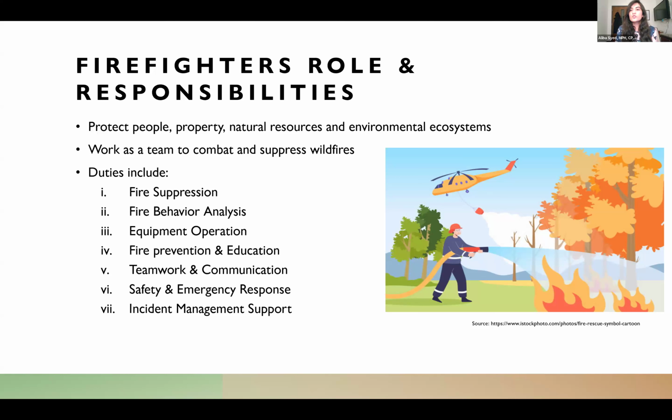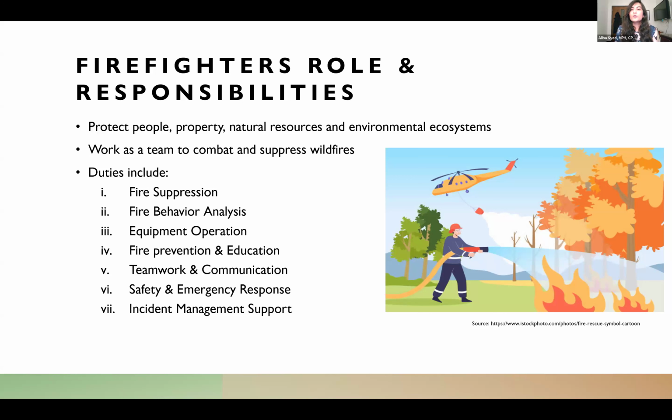Fires are suppressed by constructing fire lines, removal of vegetation, and creating barriers to prevent further wildfire spread; these are necessary for this suppression as well. In order to analyze fire behavior, firefighters examine factors such as weather conditions, topography, fuel types, and fire patterns to determine the intensity and direction of wildfires.